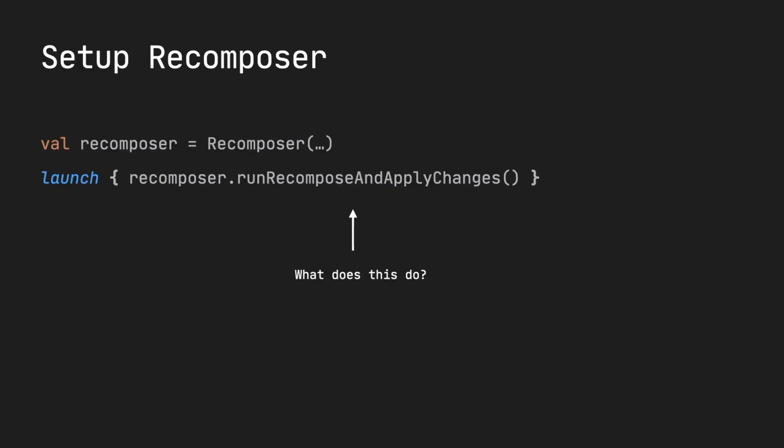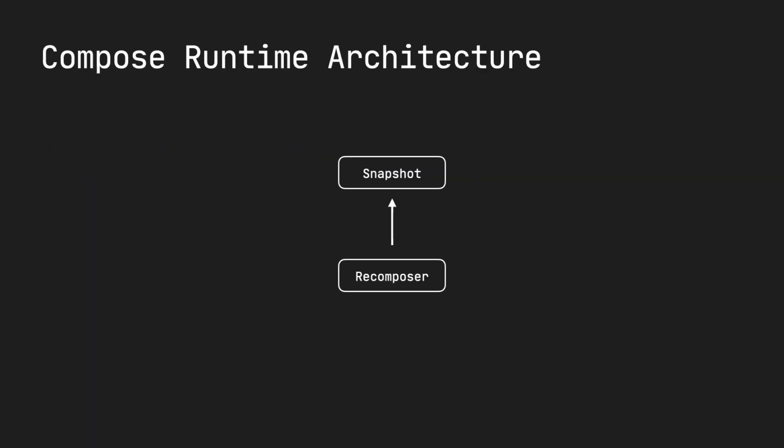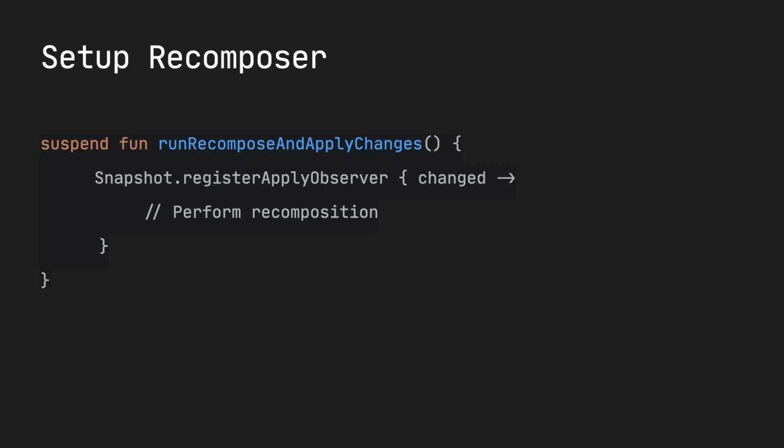The first thing that we need to do as we set up compose is to set up the recomposer. The recomposer's job is to listen to any invalidations from the snapshot system. And in order to do that, we need to be able to set up an observer. That's what the method run recompose and apply changes does. It registers an observer right here, and this is where a recomposition is going to happen.